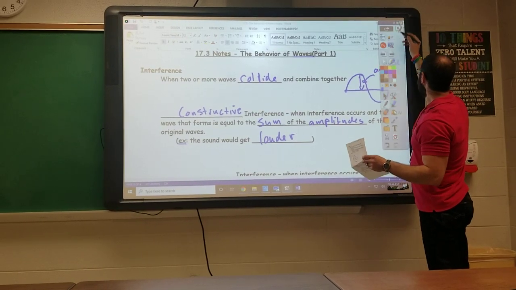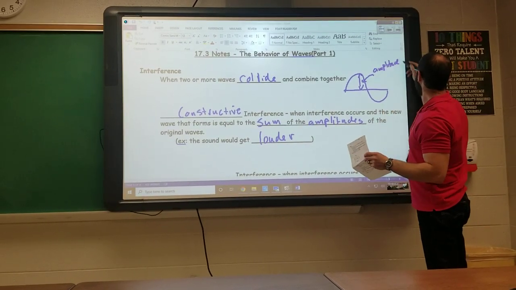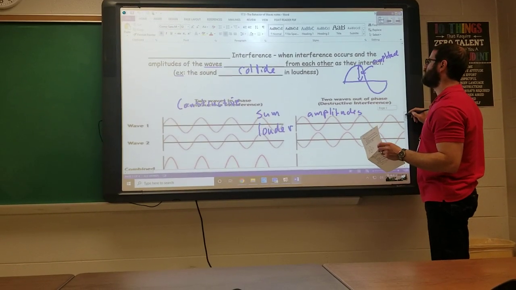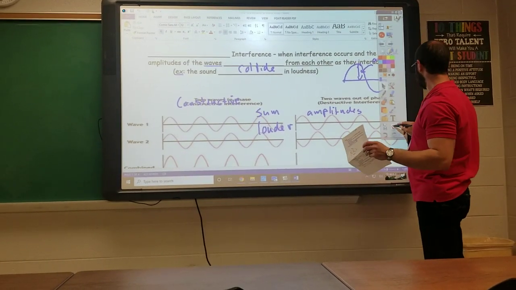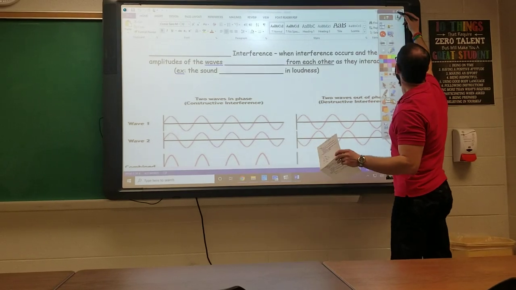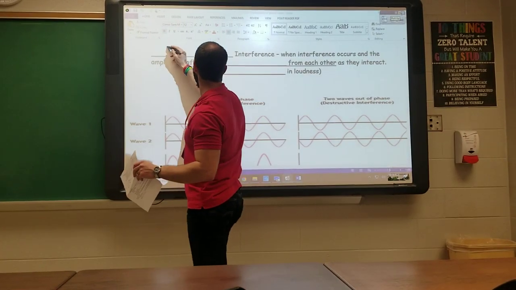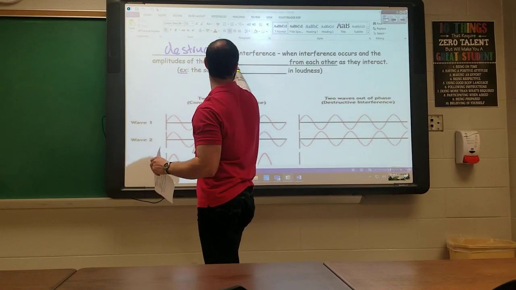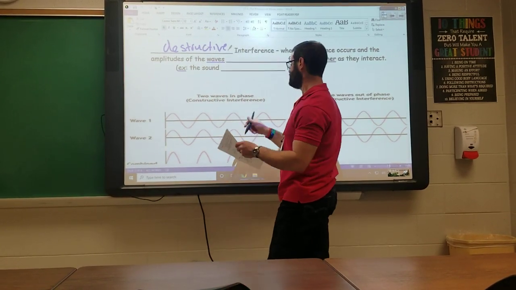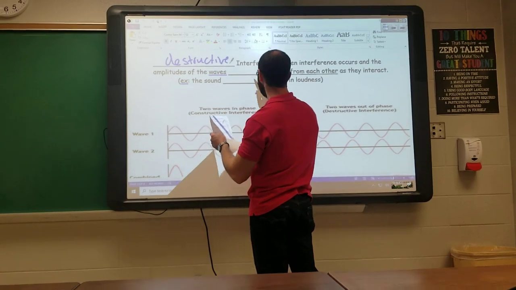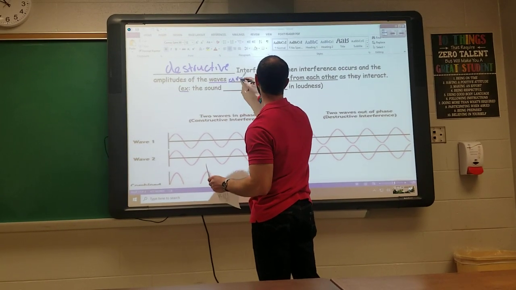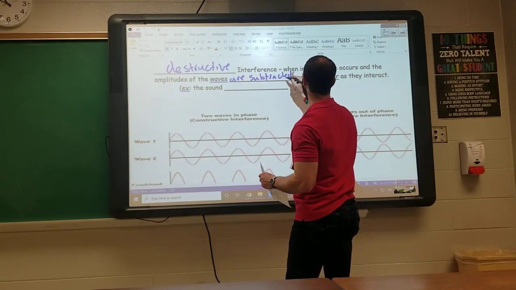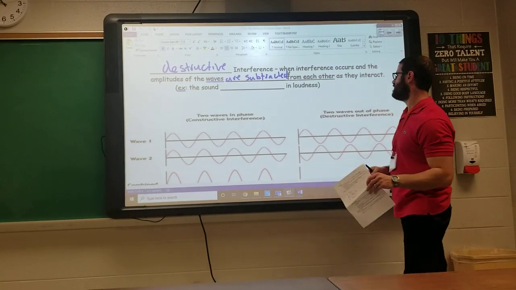Destructive interference is the opposite. Destructive interference happens when the two waves combine in such a way where the amplitudes of the waves are subtracted from each other as they interact.